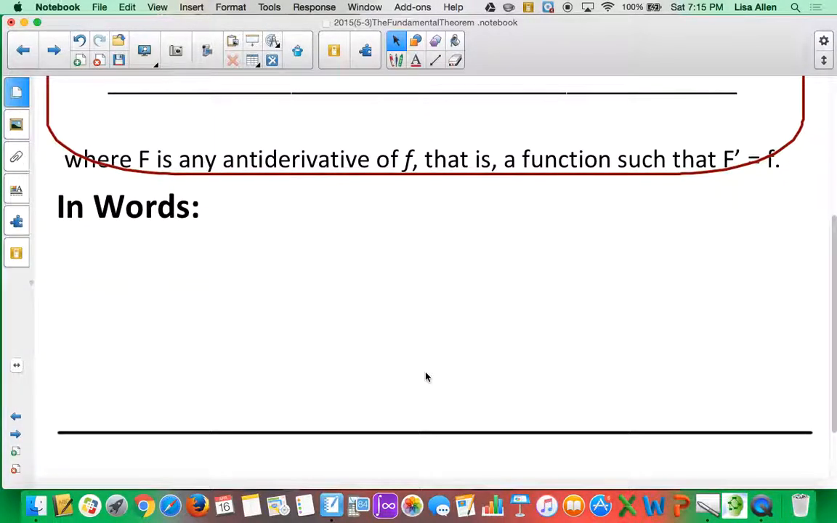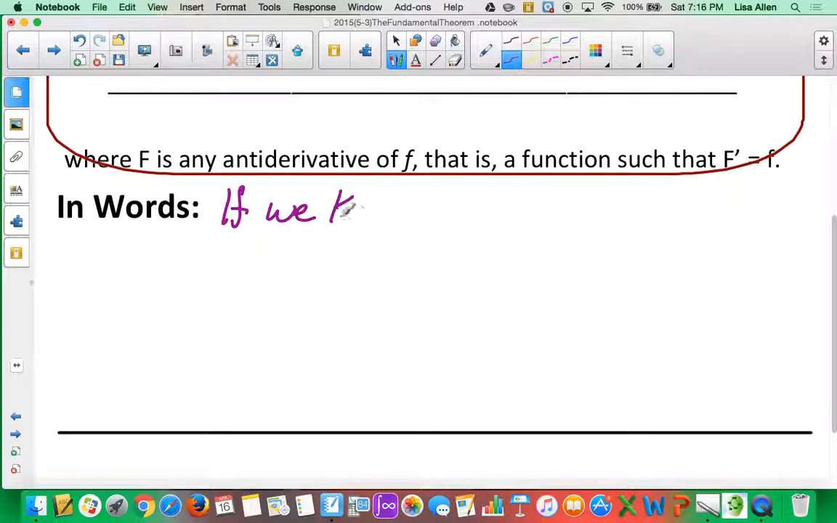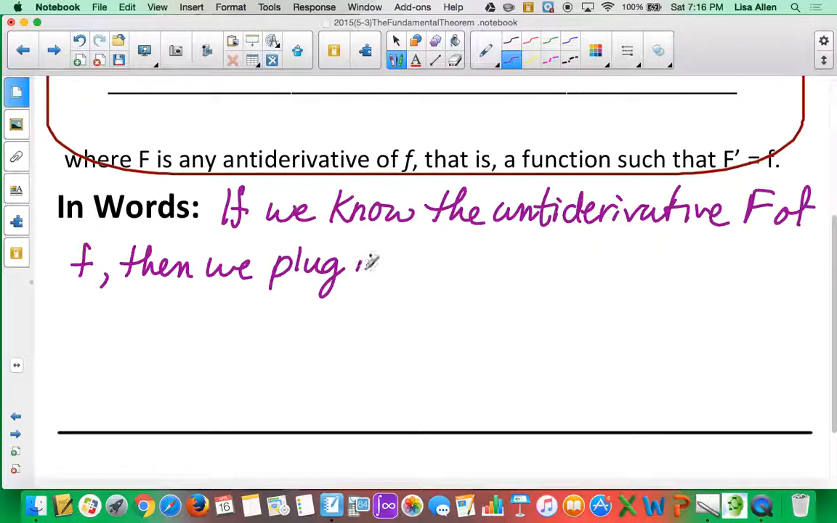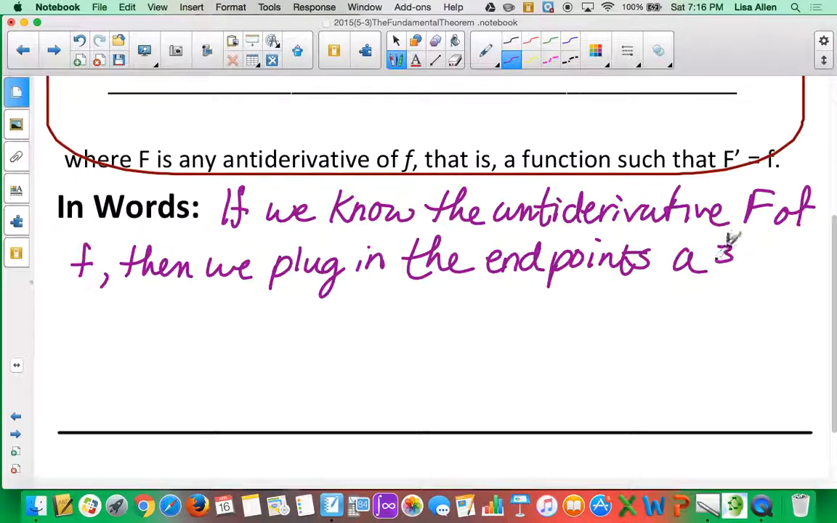that is a function such that F prime, remember, has to equal the function lowercase f. So in words, what we're going to say is, I'm going to write this out pretty quickly, but if you need to stop the video, you can stop the video when I'm done. If we know the antiderivative, capital F, of the lowercase function f, then we plug in the endpoints a and b and subtract.